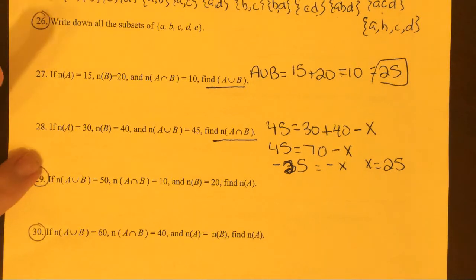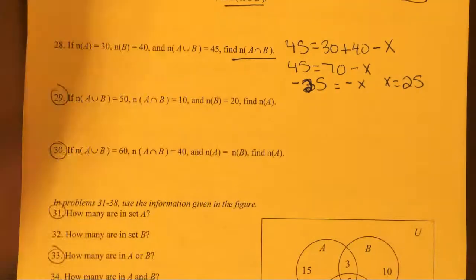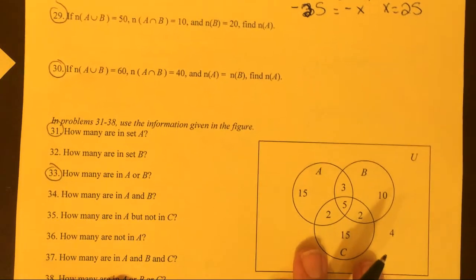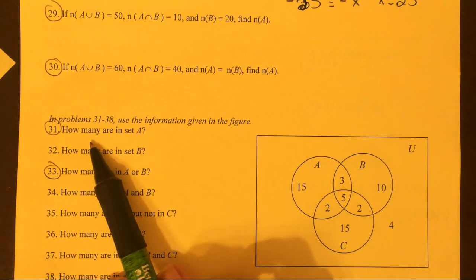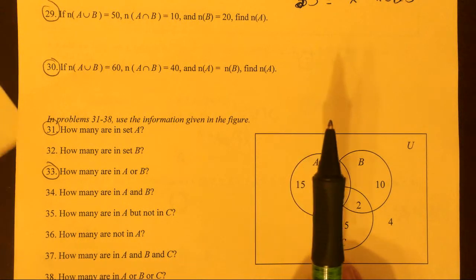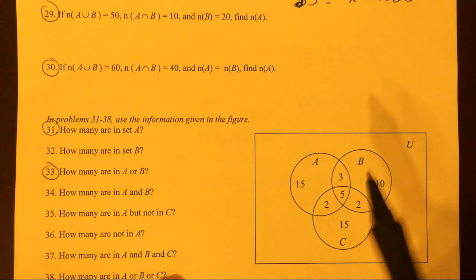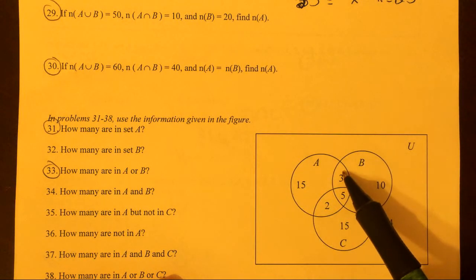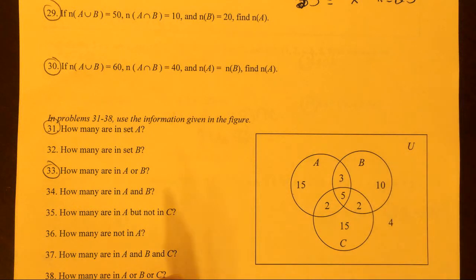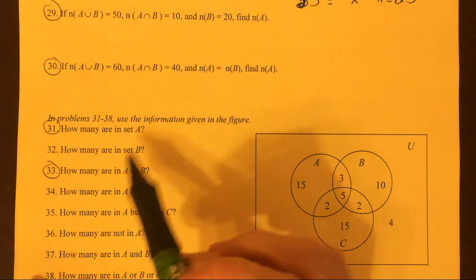All right, I'm going to let you do 29. I'm going to let you do 30. 31 through 38 is the Venn diagram. Again, y'all are really good at these, so I'm just going to do 2 real quick. How many are in set A? So how many total are in set A? I'm going to go add some things up. So 15, 16, 17, 18. Oh, wait a minute. That's the one I want you to do. I'm going to go do 32.